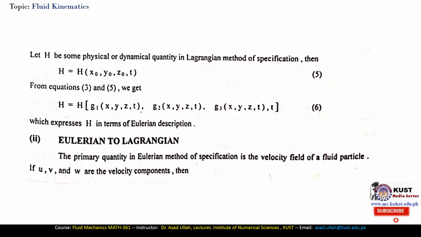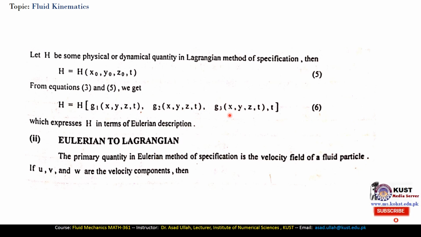Now, let H be some physical or dynamical quantity in the Lagrangian method of specification as given in equation 5. Now, from equation 3 and 5 we get equation 6. We have used x naught, y naught and z naught from equation number 3 in equation 5 to get equation number 6. Equation number 6 is a general representation for any physical or dynamical quantity in the Eulerian method of specification. Here G1, G2 and G3 are general functions.